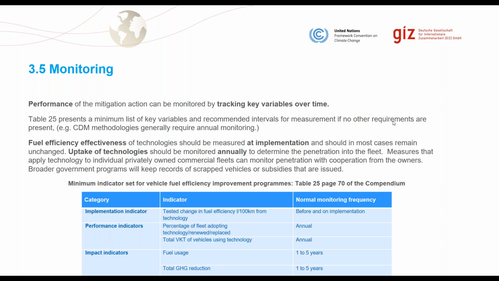If you look at impact indicators like fuel usage, which could be affected by what we call the rebound effect, you could have that monitored within a period of 1 to 5 years. I mean, you could do it annually, but certainly a lot of these are quite expensive to do. But you can monitor them within that time frame to allow you to have enough data to demonstrate how much reduction is happening because of this intervention.